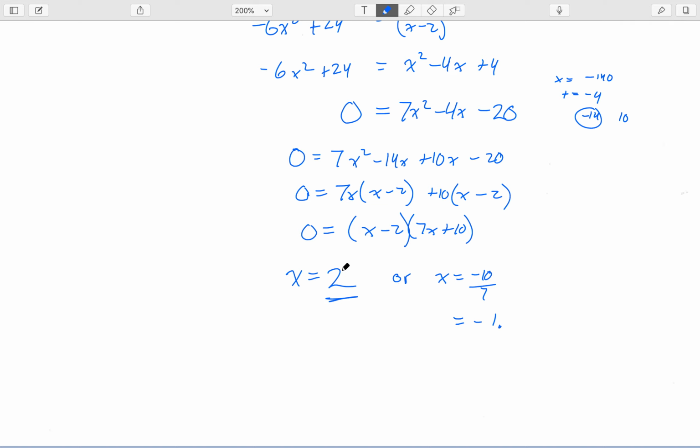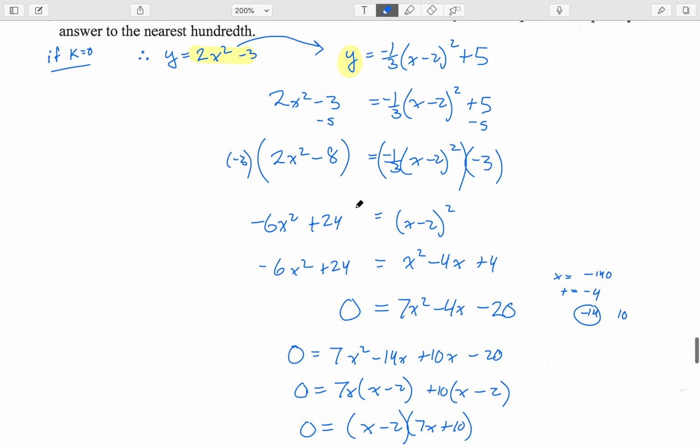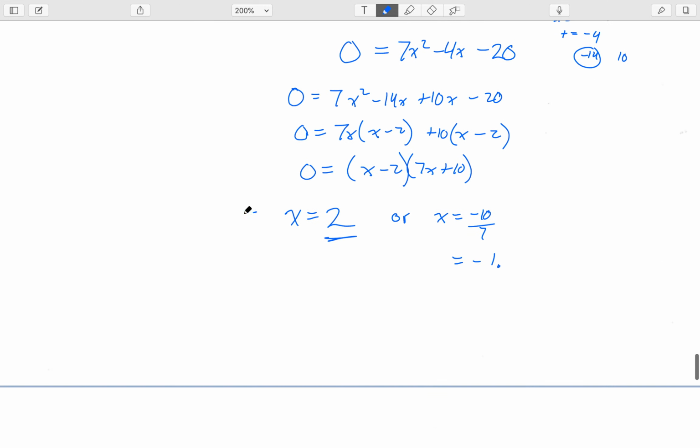Now, hang on. That's just the x value. I want to know the solutions as an x and y point. So how do I figure out the y value? Well, I could plug it either into this equation or this one. Let's go for the easier one. y is equal to 2x squared minus 3. So this is 8 minus 3, which is 5. So here's my first point. Whoa, let's clean that up. The x value is 2. The y value is 5.